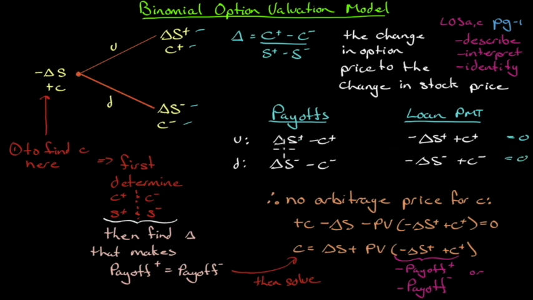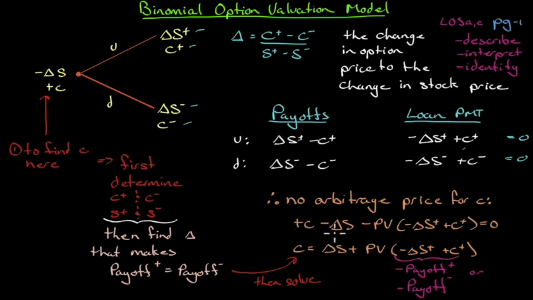Let's see if it does. ΔS⁺ − ΔS⁺ − C⁺ + C⁺ equals 0. That's how we know. Once these equal 0, great, we're all set. There can be no arbitrage because the payoff equals the loan, so that the no-arbitrage price for C must be this formula.